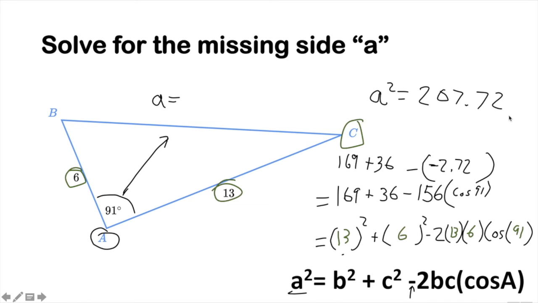So now all we need to do is hit the square root button on our calculator to find out what A is, and that is 14.4412. Our questions in Khan Academy are going to say round to the nearest tenth, so I'll round that to 14.4. And so here we go, 14.4. All right, and that's the answer.